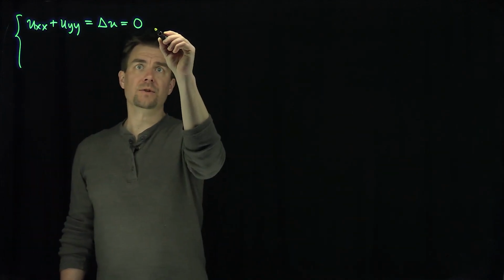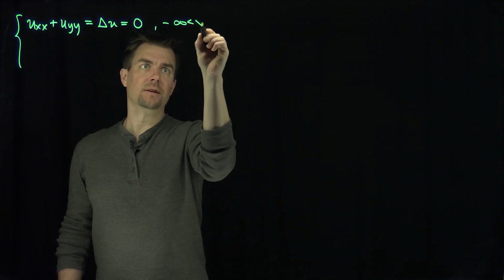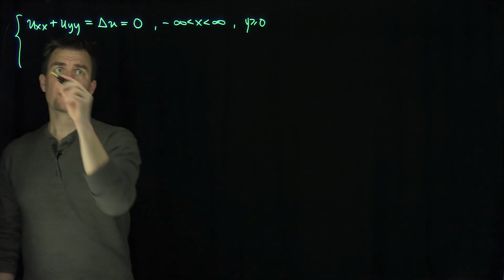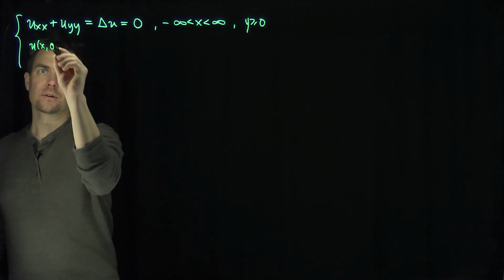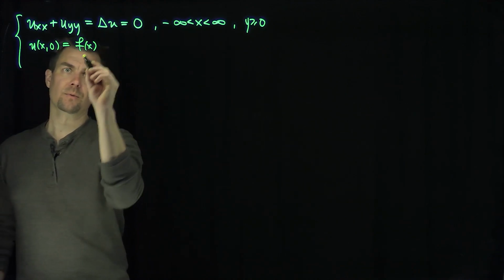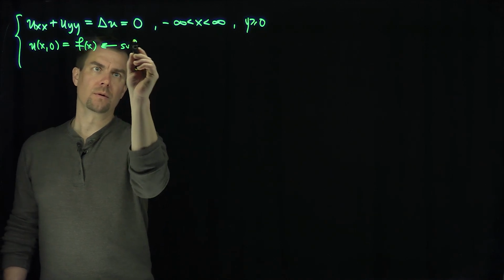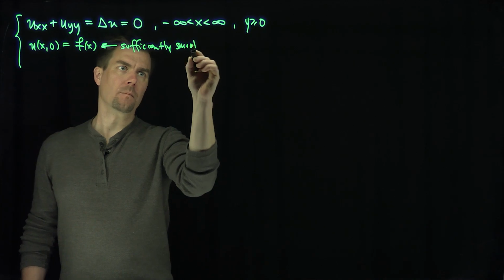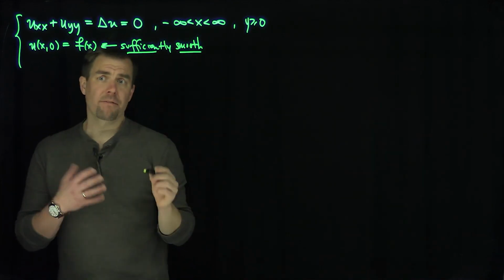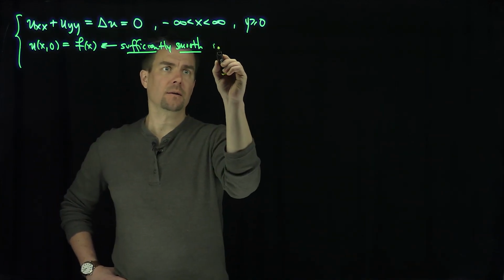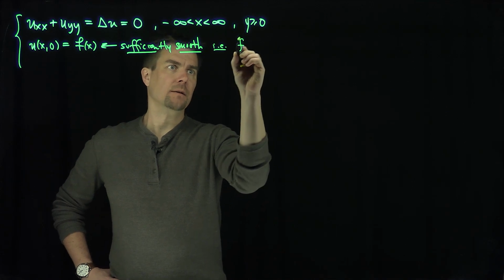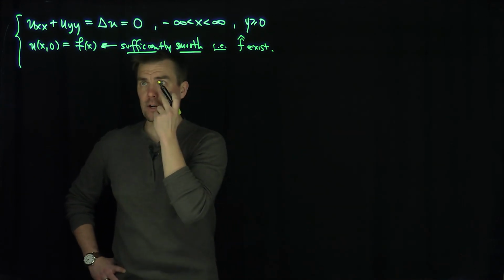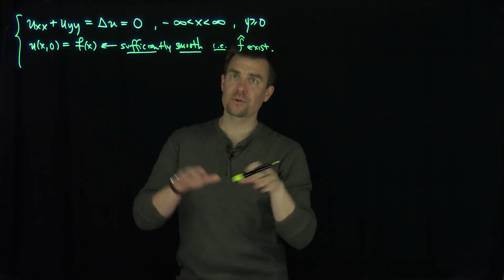Our domain is going to be x over all real numbers, negative infinity less than x less than positive infinity, and y is going to be greater than or equal to 0, so we're on the upper half space. And I'm going to give you an initial condition that u of x and 0 is equal to a function f of x. And I want this to be sufficiently smooth. Namely, I want f hat to exist. Of course, if f is a Schwartz function or an infinitely differentiable function, we can make sure that happens, that it decays sufficiently fast.